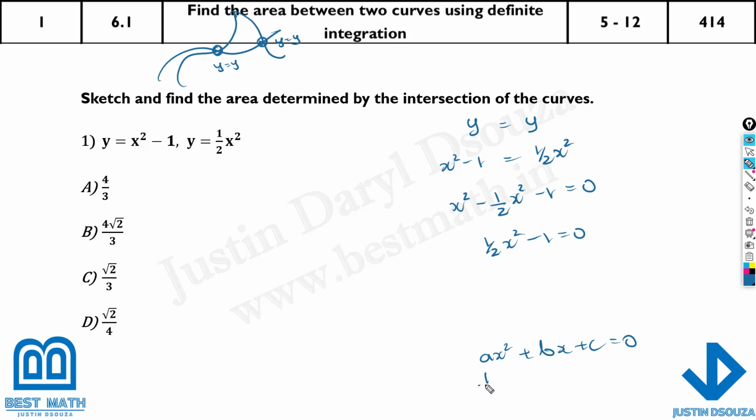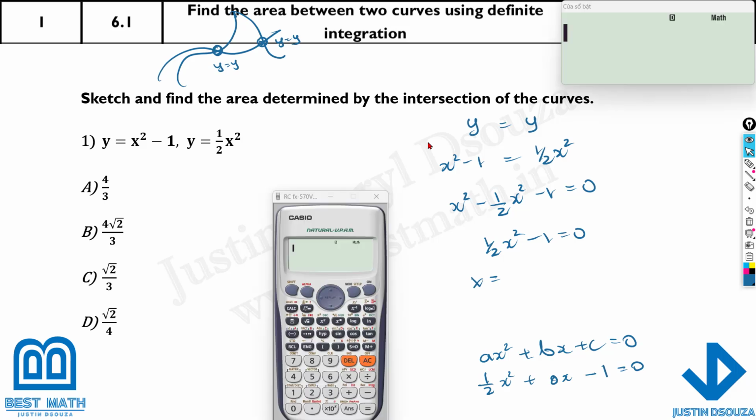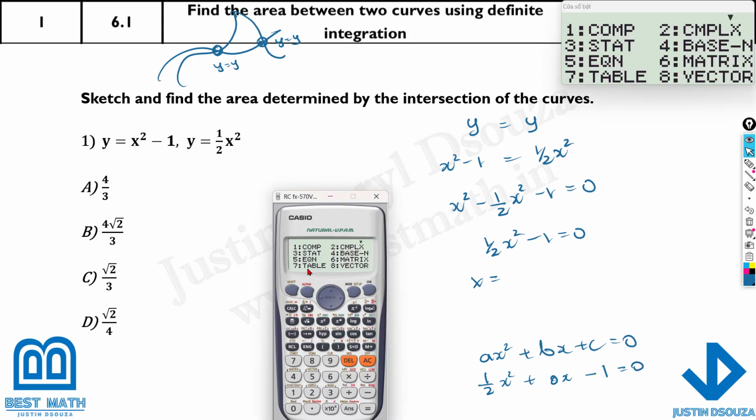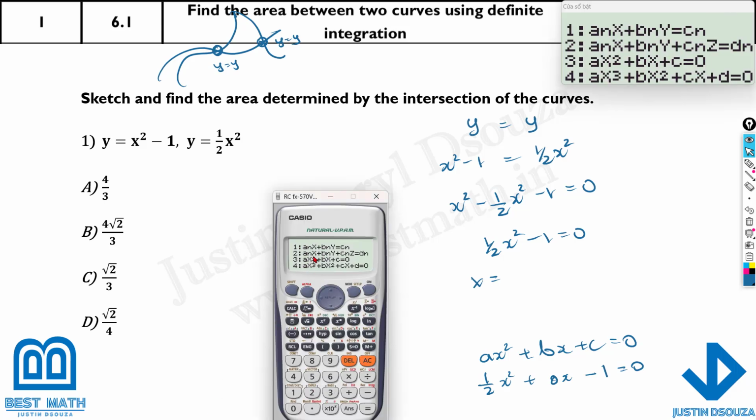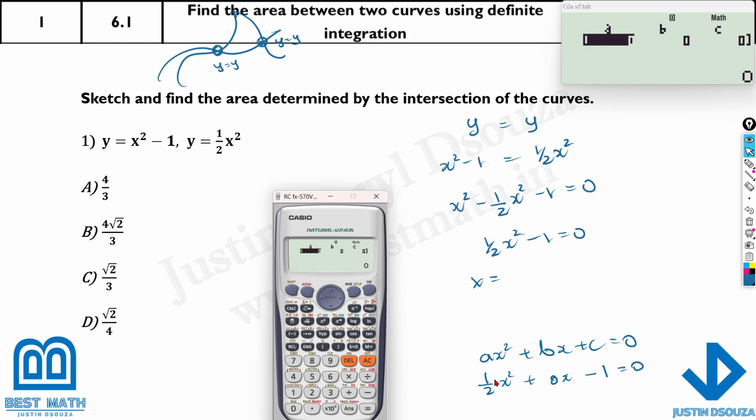So we have a, that is half, then x squared, plus there's nothing in this, so b is 0x, plus it's minus 1, so I'll just write minus 1. So we can use directly the calculator and find the x values now. We use mode 5 and 3 for quadratics. So here you have your calculator. Mode 5 is for equation, and you can see here there is simultaneous equations and then quadratic, then cubic. So I'll choose 3 for quadratic.